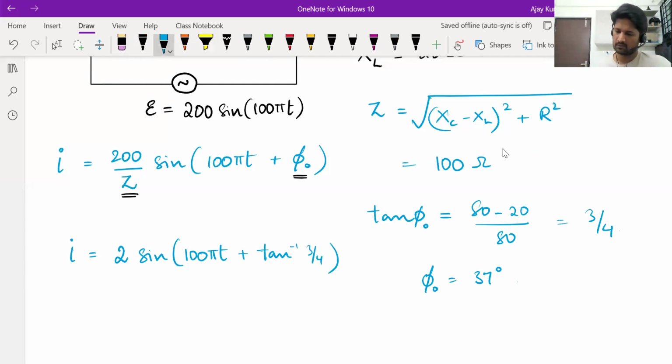Isha, is this clear? Yes, sir. Okay. Pradyun, did you get these values? That is 100 and tan phi is 3/4. Oh, okay. Okay, fine.